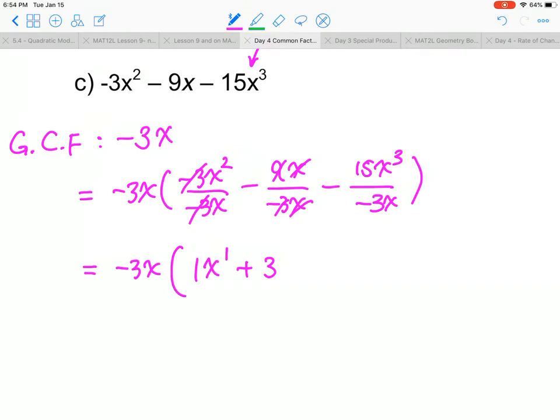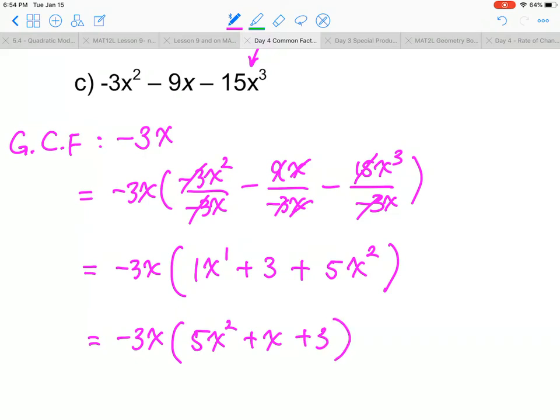Same reason for here, that we have negative here, negative there, and that's going to give me negative, negative, so then that gives me positive. Now 15 divided by 3 then becomes 5. Then x to the power of 3 divided by x is x to the power of 3 minus 1, so it is 2. Right? Then I will reorder them from the greatest exponent, so 5x squared plus 1x plus 3, and then that's all.